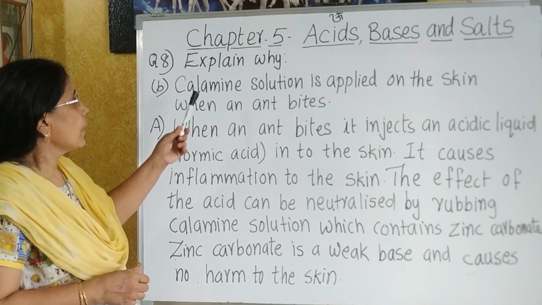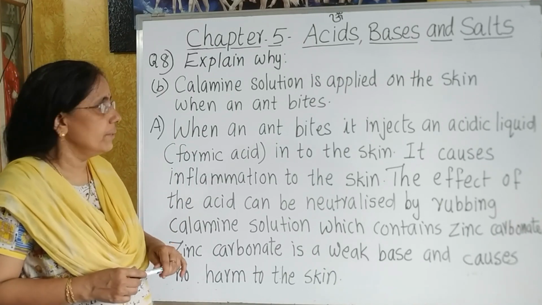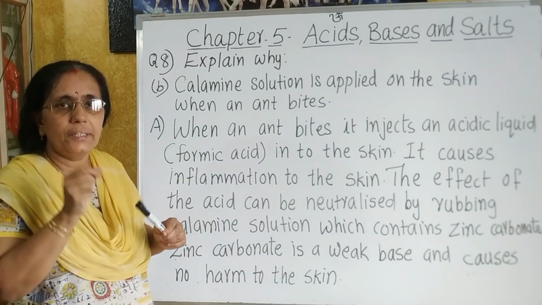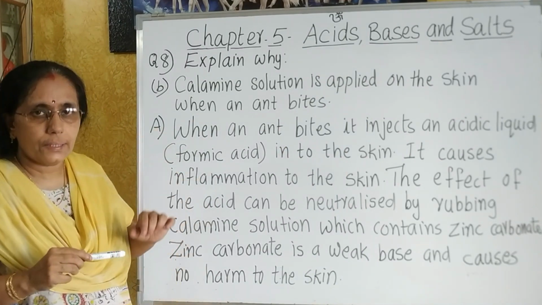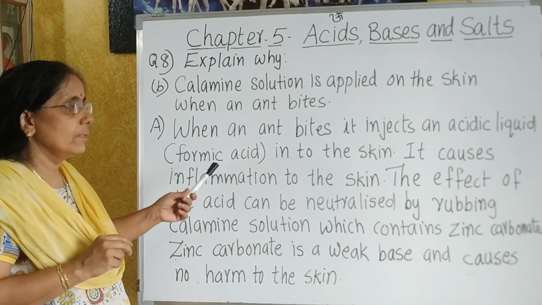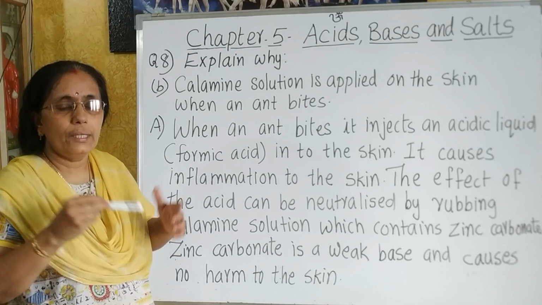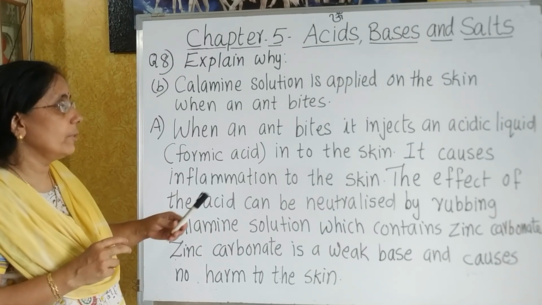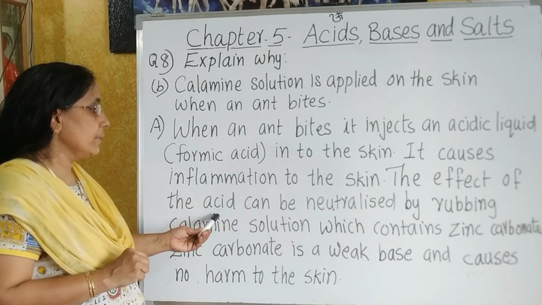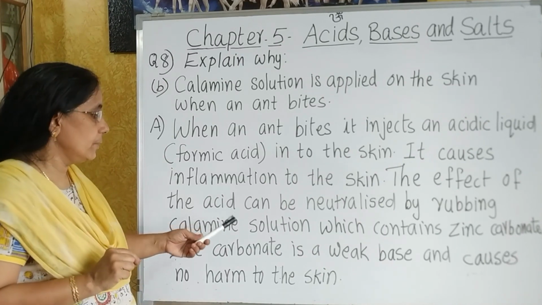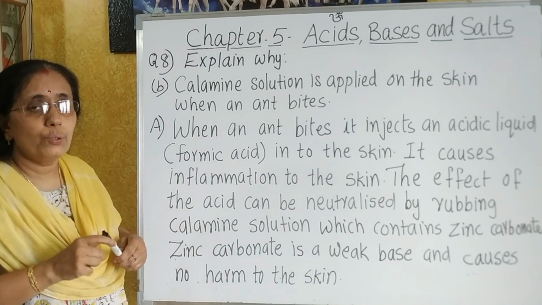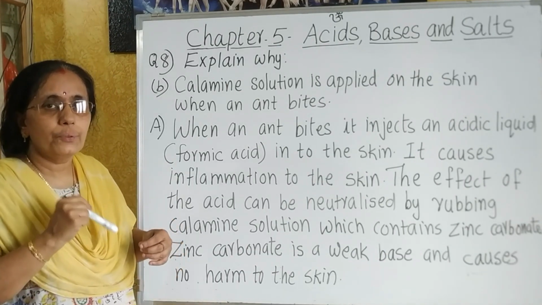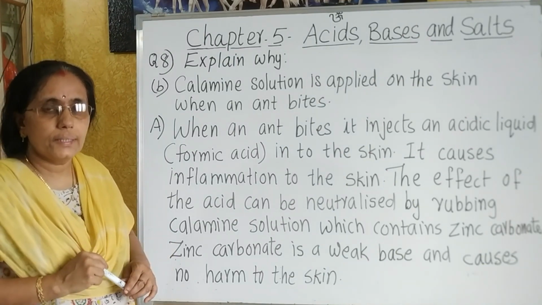Next one is, calamine solution is applied on the skin when an ant bites. When an ant bites, it injects an acidic liquid into the skin. That acidic liquid is formic acid. This acid causes some inflammation in the skin. Inflammation is a burning sensation. It will be very uncomfortable for us. So the effect of that acid can be neutralized by rubbing it with a calamine solution, because calamine solution contains zinc carbonate, which is a very weak base. So we can use that without causing any harm to our skin.